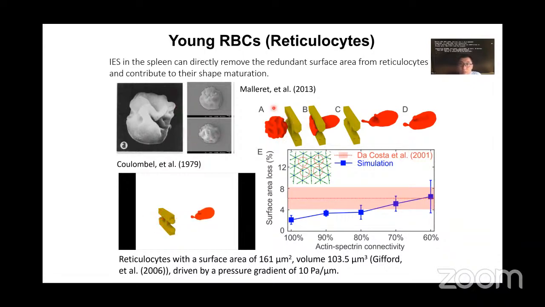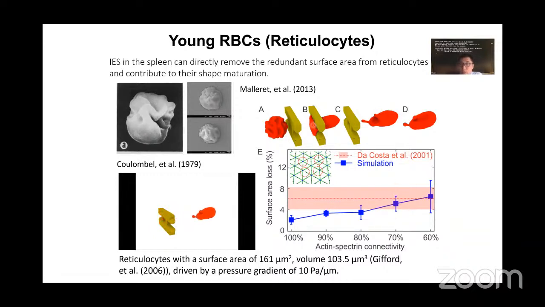And we find that after this reticulocyte passes through, it can remove the redundant surface area through a vesiculation process. And also we note that this red cell transforms to a biconcave shape, which is a typical shape for a normal red cell. So this process shows that passing through the slit can facilitate the maturation of this red cell.